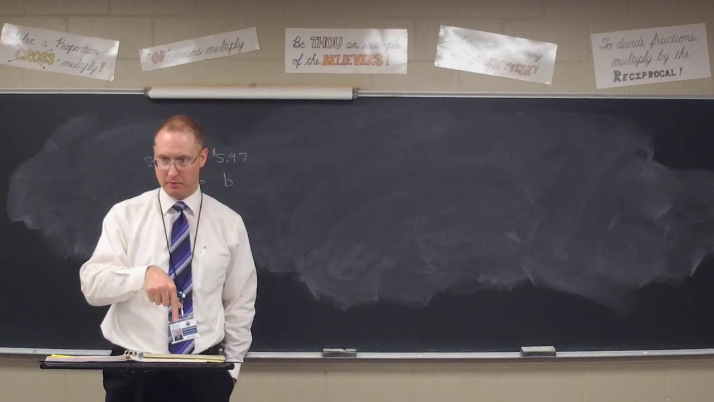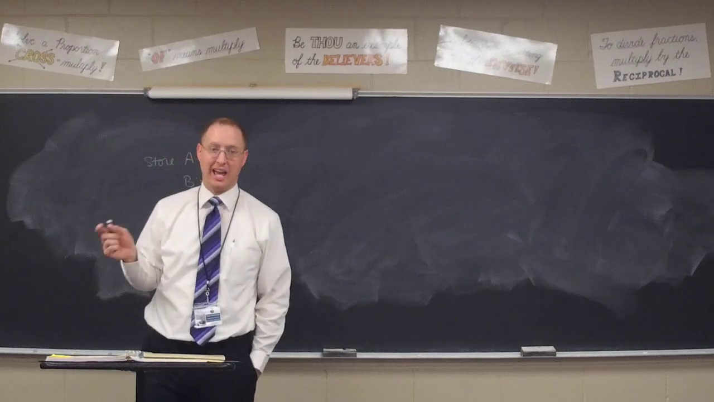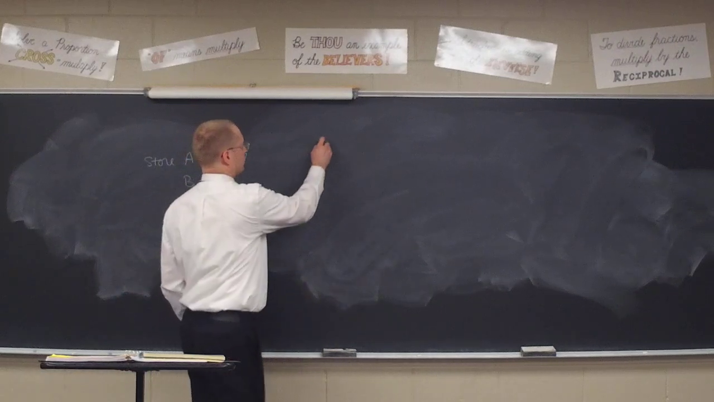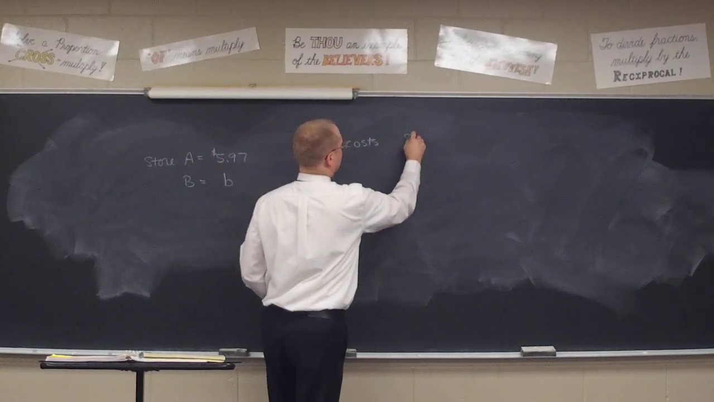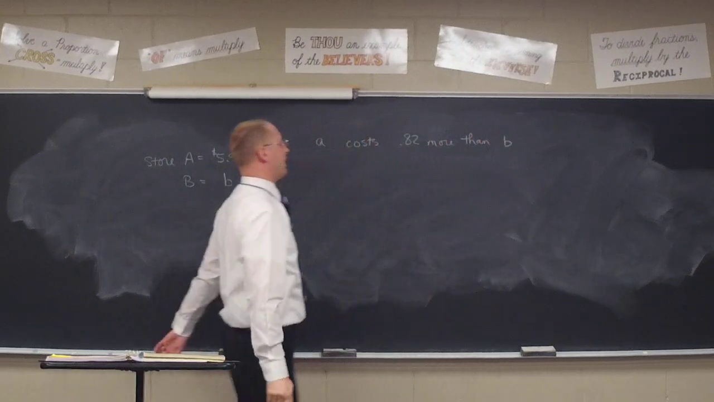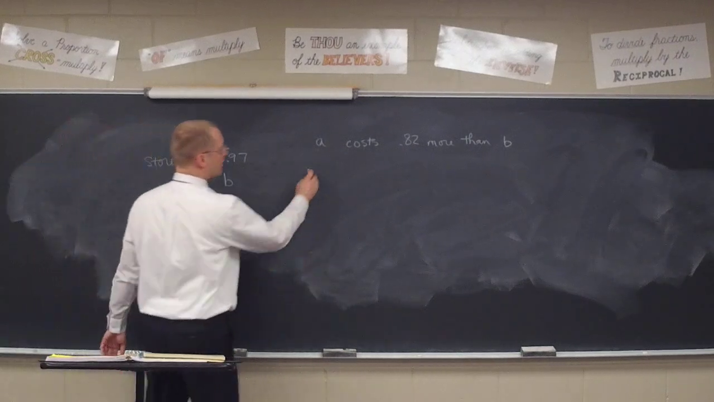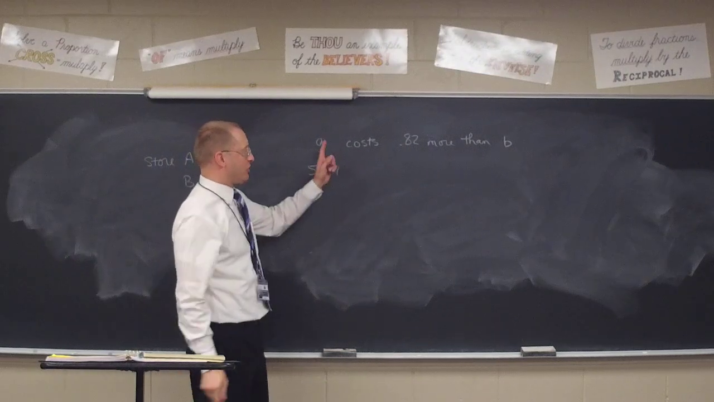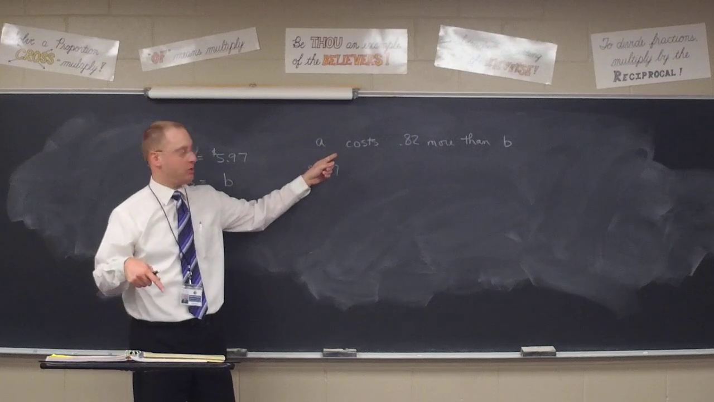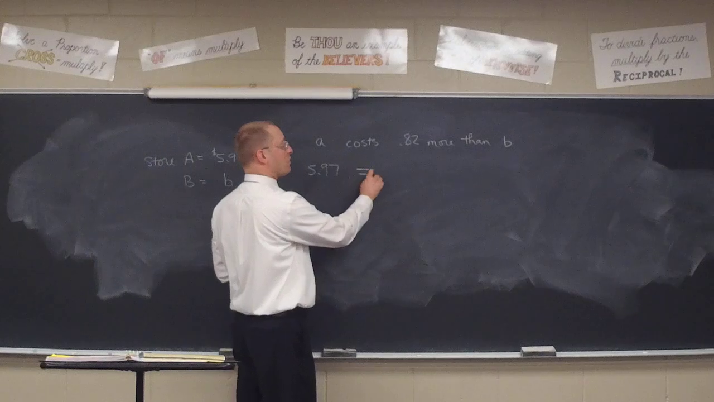Do you see it? Maybe write that off to the side. A costs 0.82 more than B. Well, do we know store A, class? Yeah, what is it? $5.92. And you see that the word costs is my verb. They don't use the word is this time, but they do have a verb. And class, the verb is my equal sign.